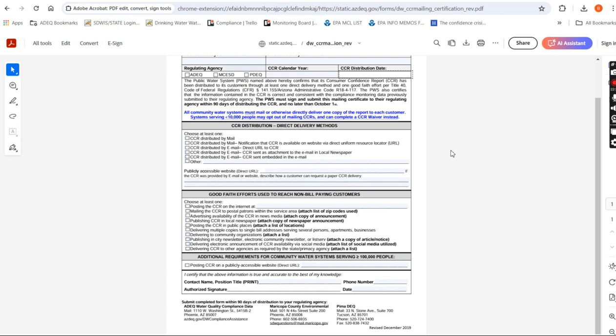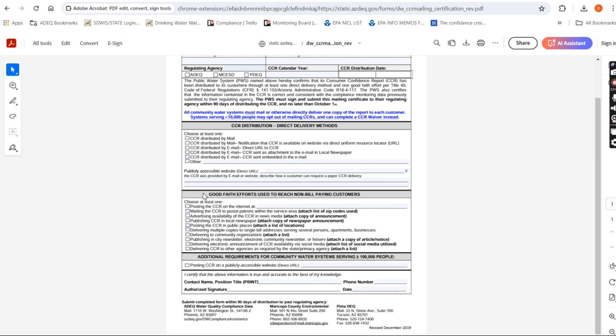You can distribute CCRs by mail, email, or a combination of the two, and you can either send out the report in its entirety or send out a direct URL for where the CCR can be found on a publicly accessible website. Make sure you list that website if that is the option that you're choosing, and list which good faith efforts you have used to reach your non-bill paying customers.